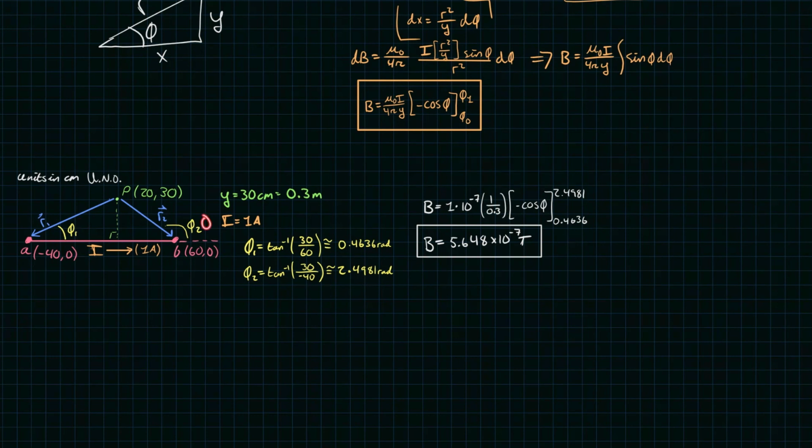So keep in mind that tangents are a bit messy, and you have to figure those out yourself as far as pi is concerned. It gives you some wonky angles. But if you plug that in using the fundamental theorem of calculus, you end up with 5.648 times 10 to the negative 7 Tesla.